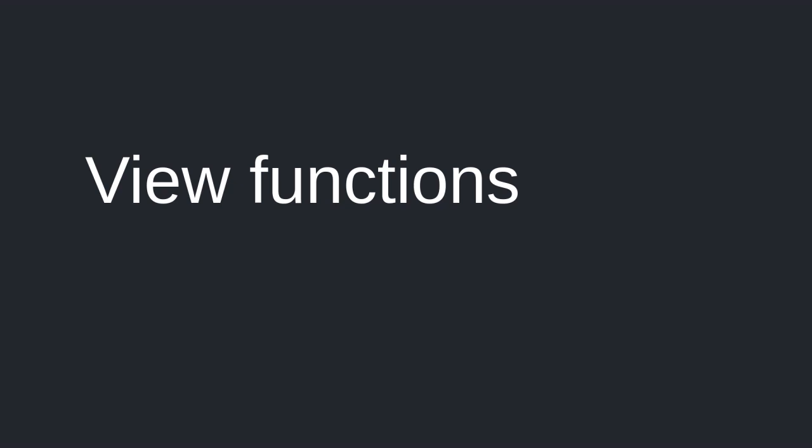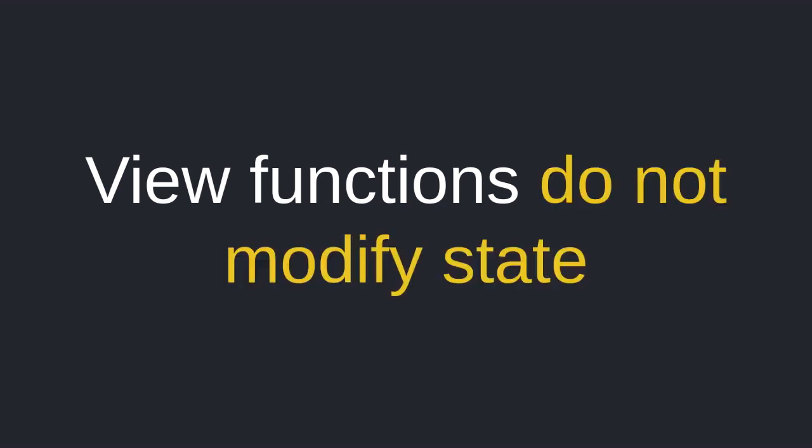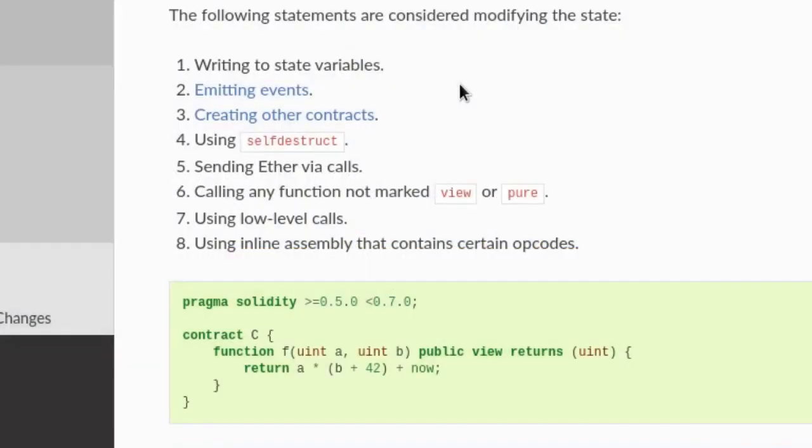Functions declared with the keyword view promise not to modify the state of the blockchain. According to the Solidity documentation, the following are considered to modify the state of the blockchain. Writing to state variables. Emitting events, also known as logging. This is a topic for another video. Creating other contracts. Using selfdestruct. This is a function to call when you want to delete your contract from the blockchain.